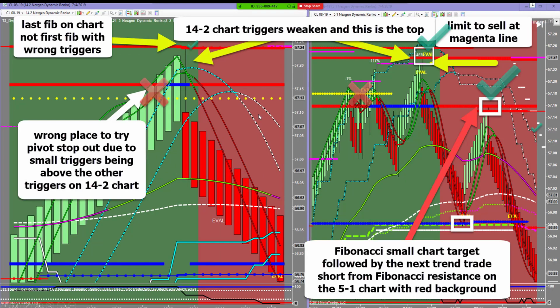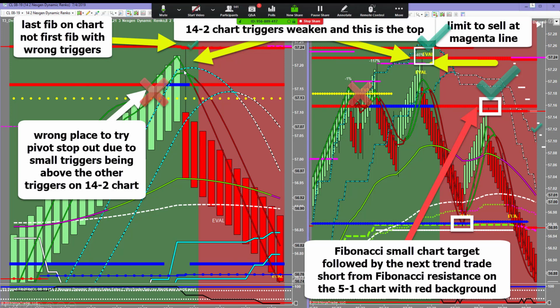And again, look, here's a real world example of what a trade looks like. Again, we have two red fibs on our charts, right? One from different time frames. And the first one has the wrong trigger line configuration. And if you try to sell here, you're going to lose. And then ultimately you hit the second fib and the trigger lines are inside.